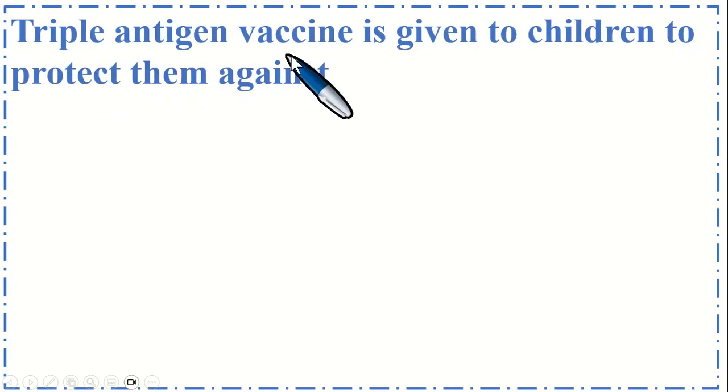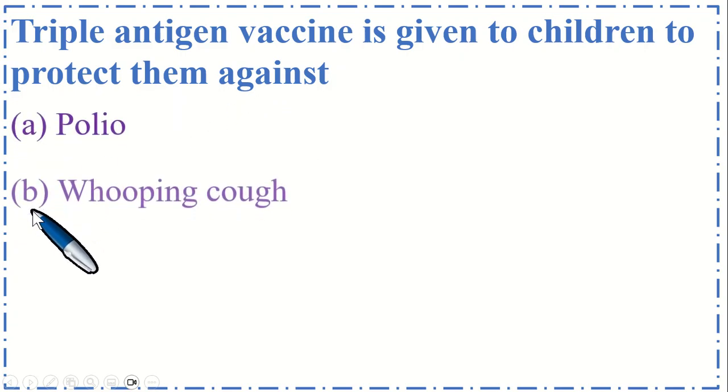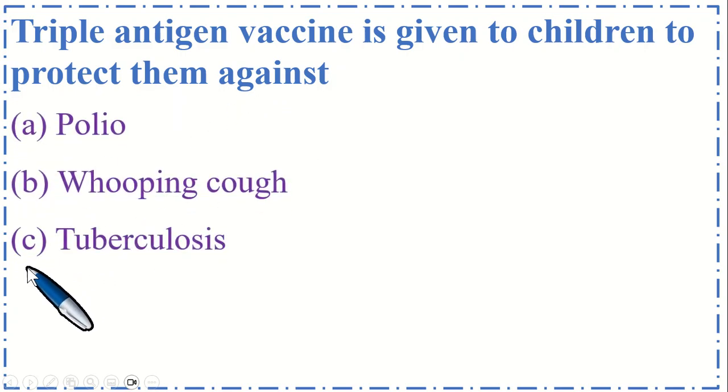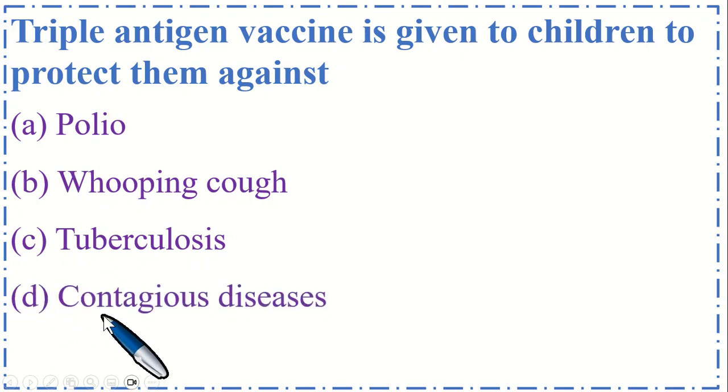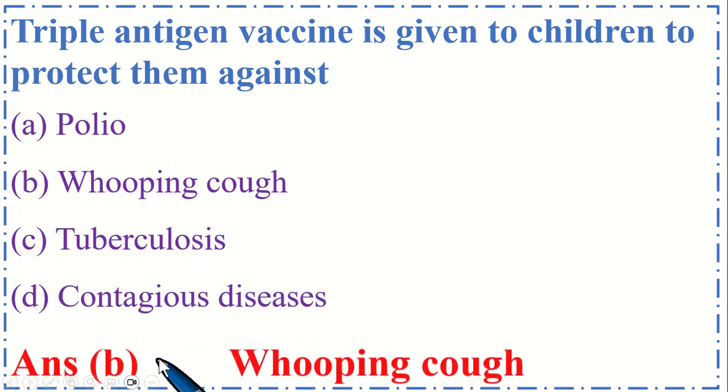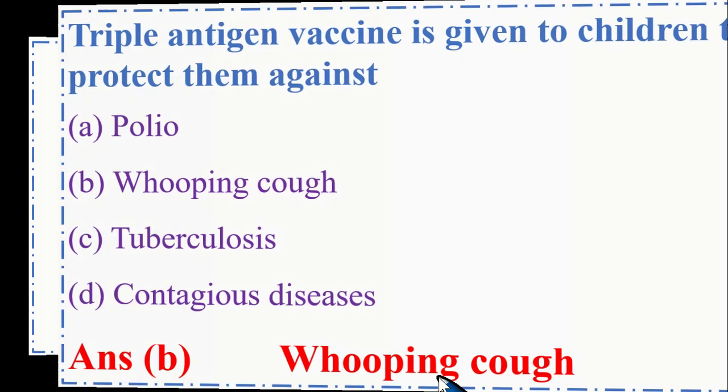Triple antigen vaccine is given to children to protect them against option A polio, B whooping cough, C tuberculosis, and option D contagious diseases. So the correct option is B whooping cough.